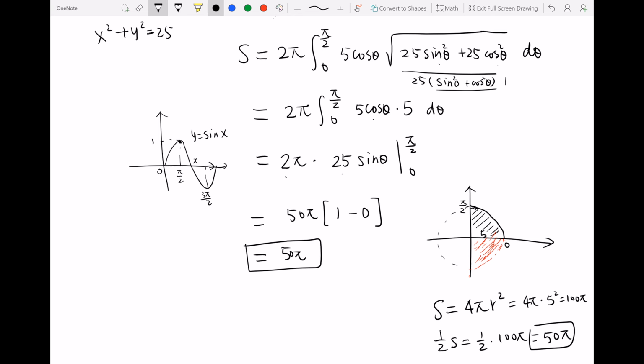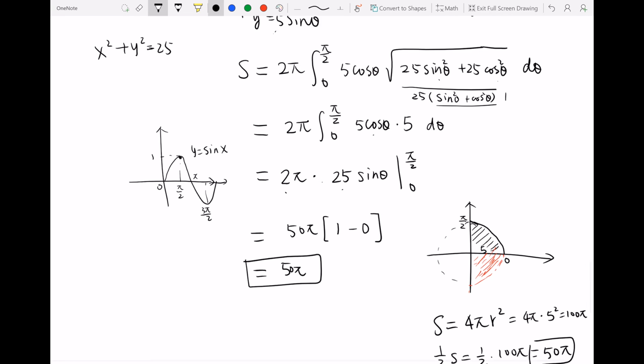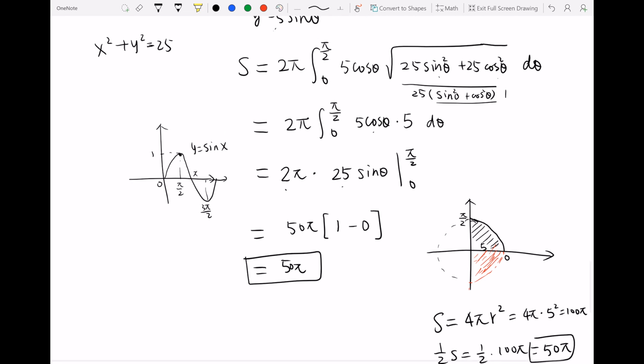Okay? This method compared with the rectangular one. For example, you do x squared plus y squared equals 25, you do y equals square root of 25 minus x squared. Compared with this one, this is much simpler because you don't have to even do any substitution.